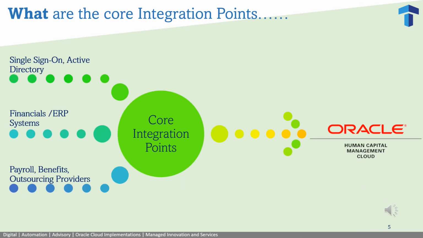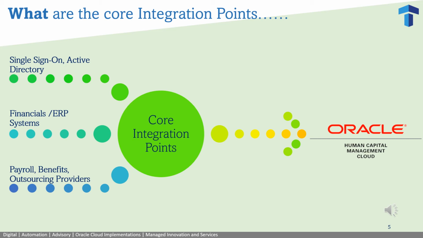For this series, our focus will be across these three categories, as shown on the screen here: single sign-on and Active Directory related, financials or ERP systems related, and payroll, benefits, or any outsourcing providers or third-party products. These categories often mitigate the highest amount of risk a customer visualizes, either at the start of their journey, prior to beginning the journey, or while they're planning their journey.